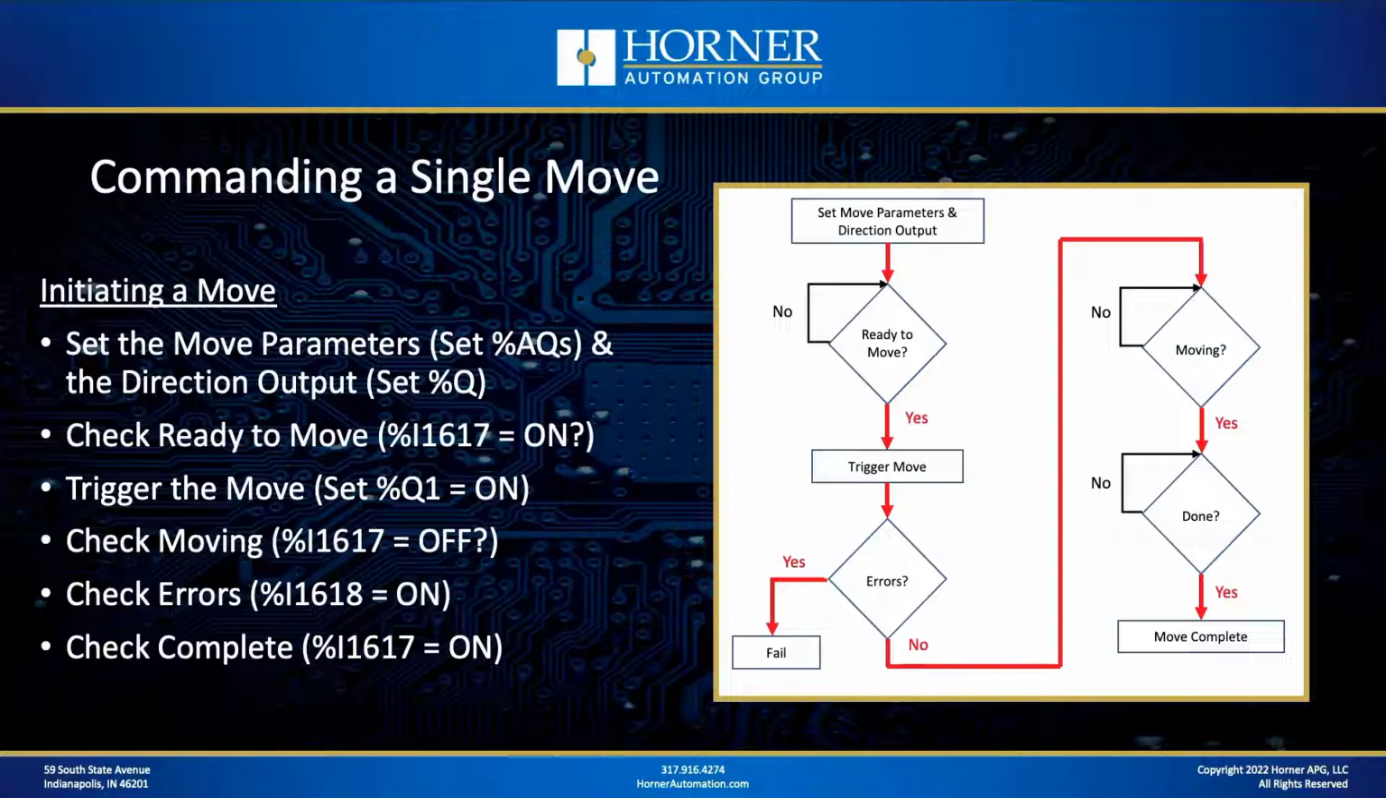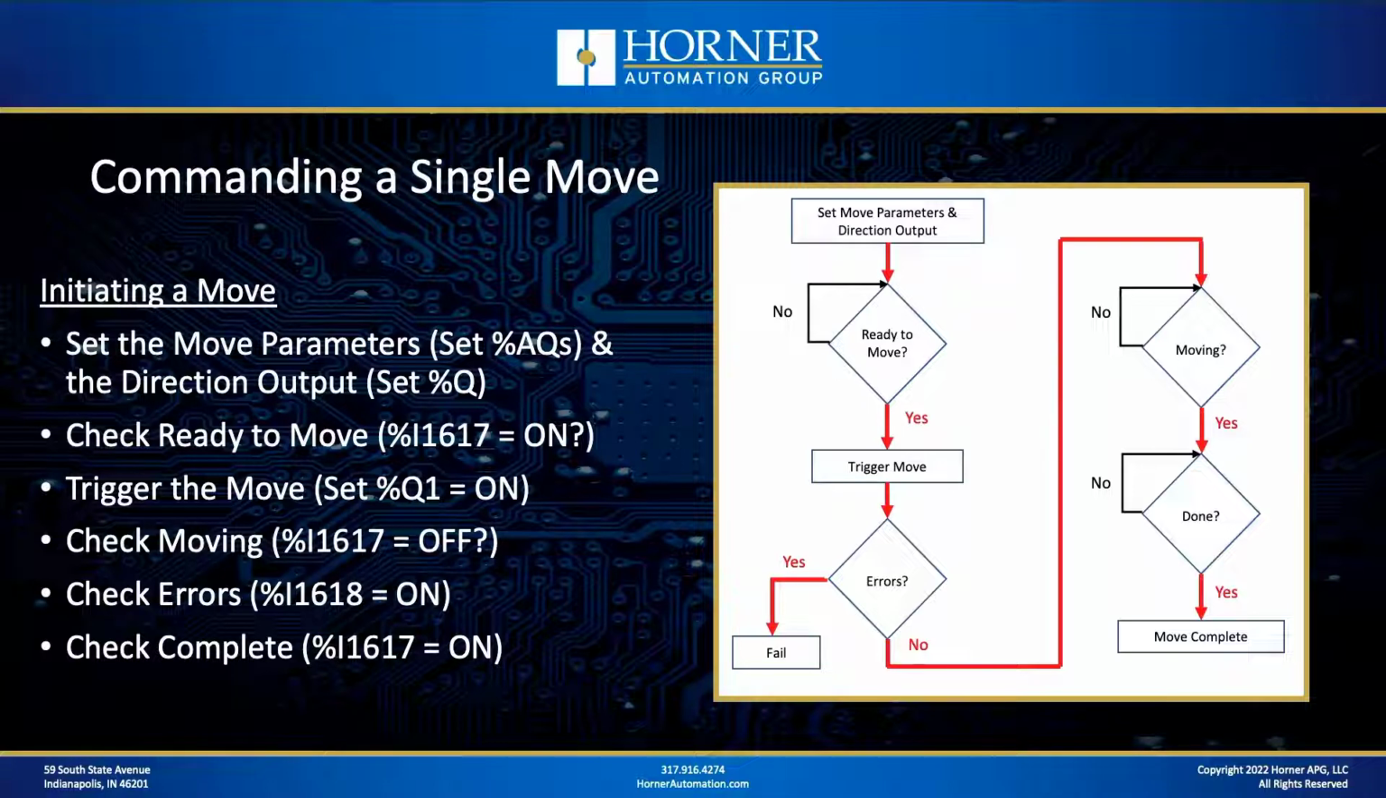So we set our move parameters, and we set the direction output because we know which direction we want to travel. We check to see if we're ready to move, if I1617 is on, for instance. If so, we can go ahead and trigger the move by turning on Q1. All right, and these, of course, are all the references that are tied to stepper number 1.